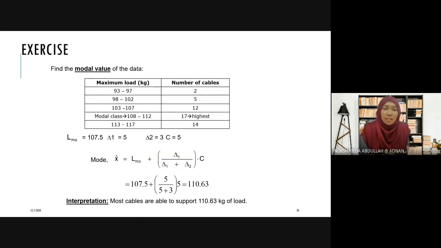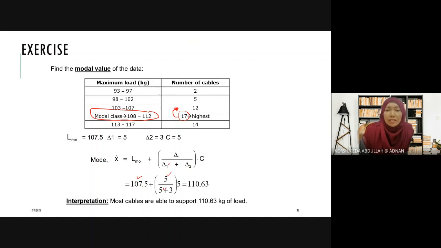So we use the same data to identify the mode class. We see the frequency. The highest frequency is 17, meaning that 108 to 112 is the mode or modal class, right? Next we substitute the values in the formula. The lower boundary is 107.5, and then delta 1 is the difference between the mode class and the class before. Difference means we subtract: 17 minus 12 is 5. Here delta 1 is also 5.